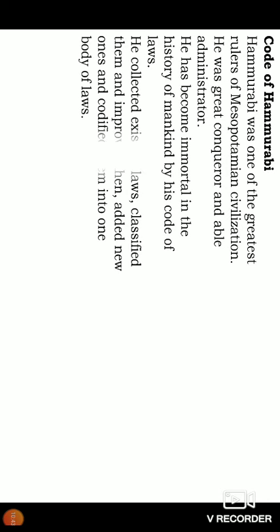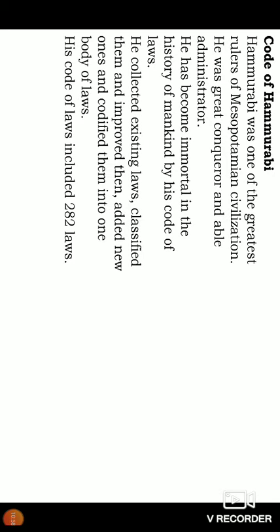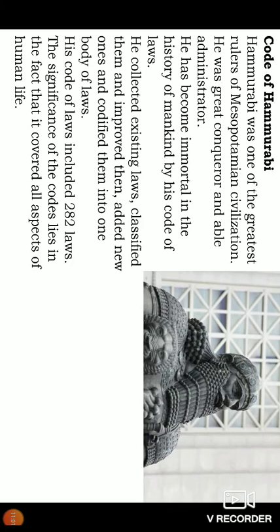Now we will go to an important king called Hammurabi. Hammurabi was the greatest ruler of Mesopotamian civilization. He was a great conqueror and able administrator. He has become immortal in the history of mankind by his code of law. He collected existing laws, classified them, improved them, added new ones, and codified them into a body of laws. This code includes 282 laws.